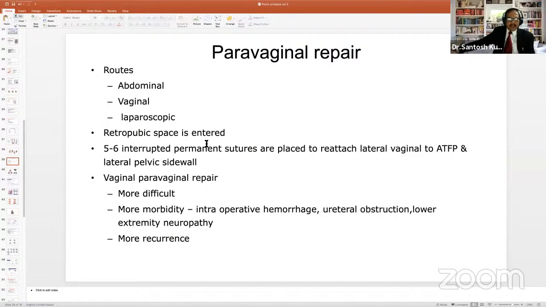And again, paravaginal repair, in which all the vaginal tissue can be plicated, and after plication, suture can be taken from Cooper's ligament or ischiotuberous ligament to support all the paravaginal tissue and vagina.